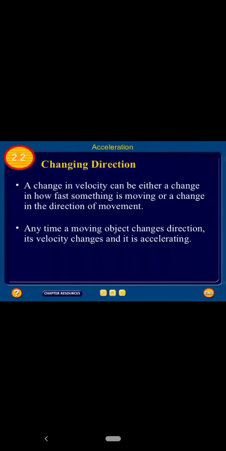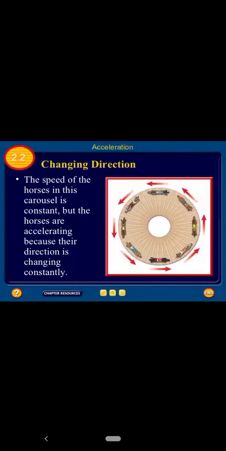A change in velocity can be either a change in how fast something is moving or a change in the direction of movement. Anytime a moving object changes direction, its velocity changes and it is accelerating. So the speed of the horse on this carousel is constant, but the horses are accelerating because their direction is changing constantly. You can see in the diagram that the horses are moving on a circular path, so at every point the direction of motion is changing. So even if the speed with which the horse is moving is constant, its motion is still accelerating because the direction is changing here.